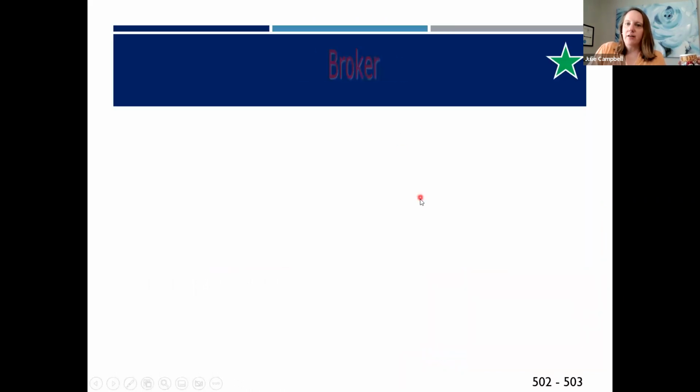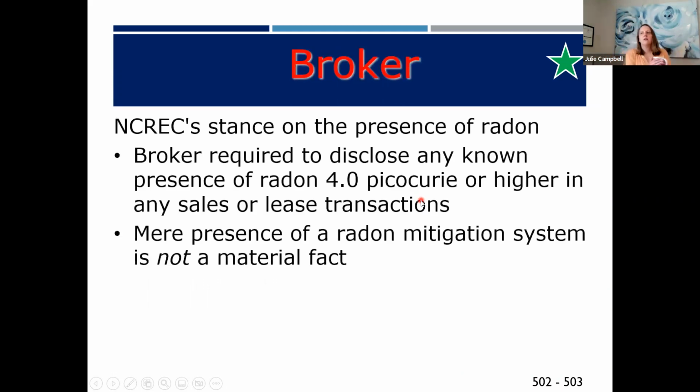So when it comes to radon, what's our responsibility? The Real Estate Commission says that we're required to disclose any known presence of radon 4.0 picocuries or higher. So once the buyer learns that it's 4.0 picocuries or higher, they ask the seller to remedy it. The seller says, no, I'm not going to do it. The buyer may choose to terminate because of that. That's their right. We're going to talk about the buyer's right to terminate when we get into our contracts.